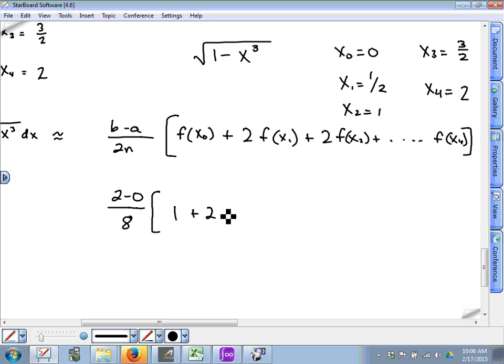Yes. Now we have 2 times whatever f of x sub 1 is. Okay, so x sub 1 is 1/2. 1/2 to the third power is 1/8. 1 minus 1/8.